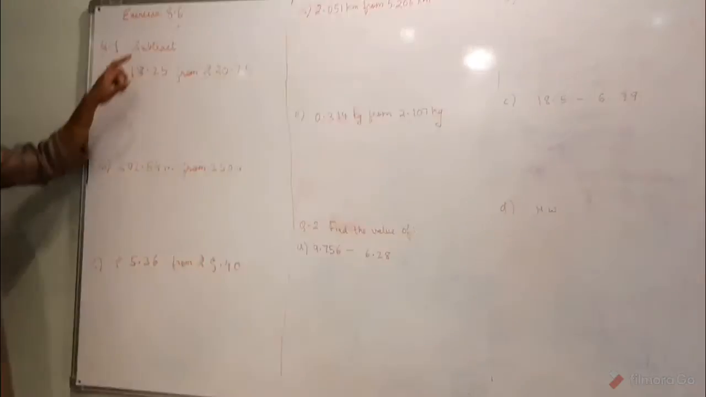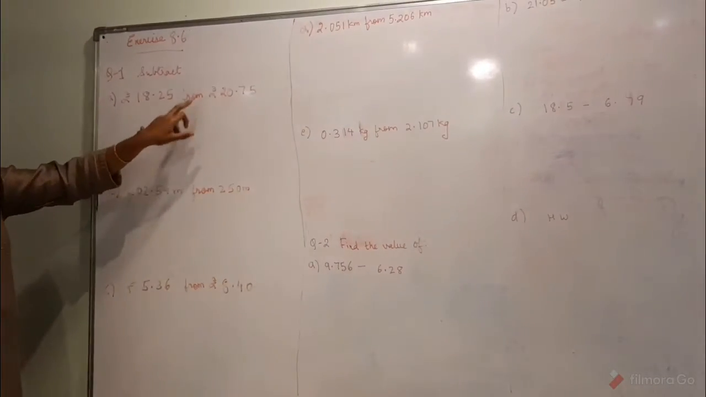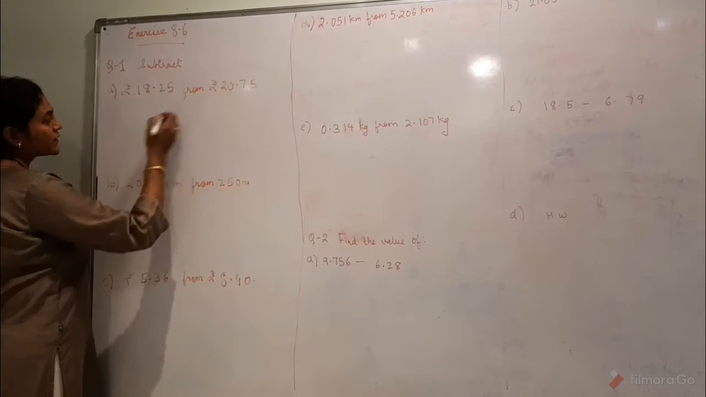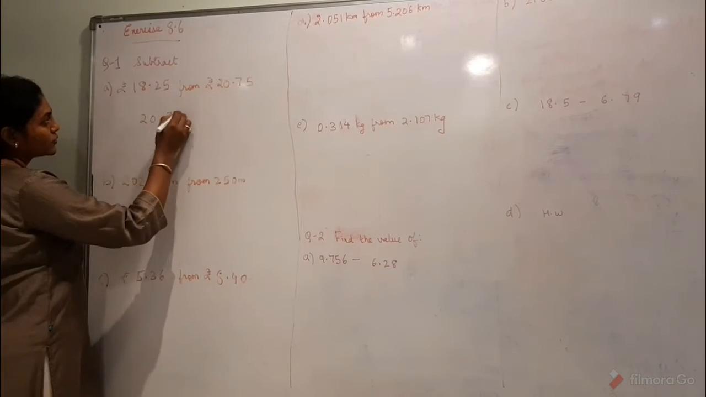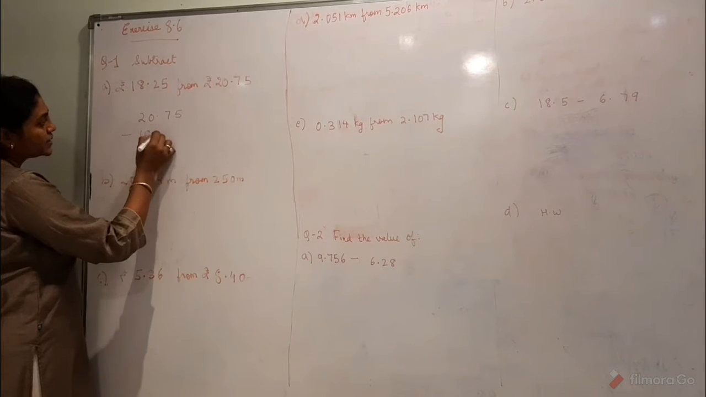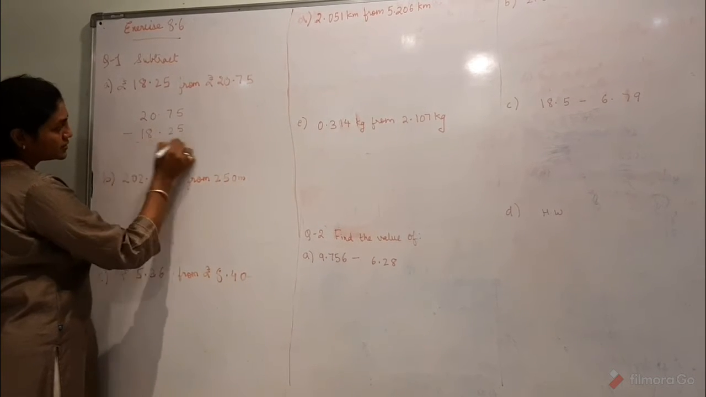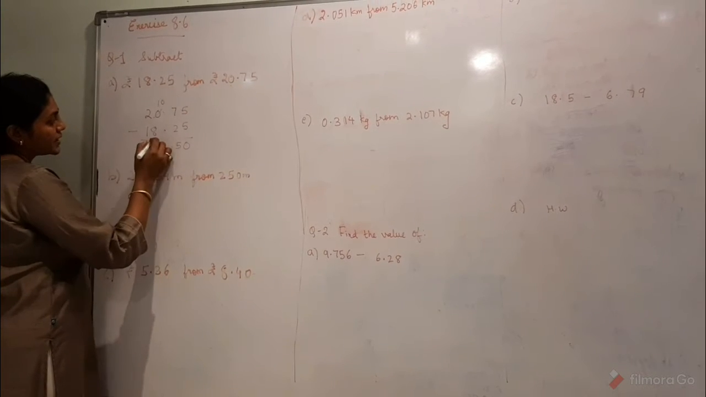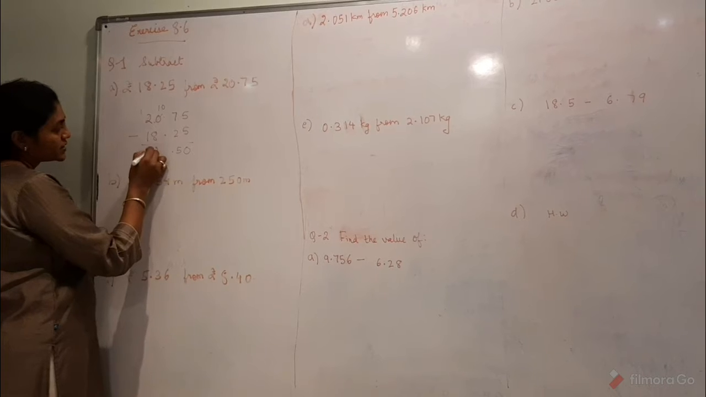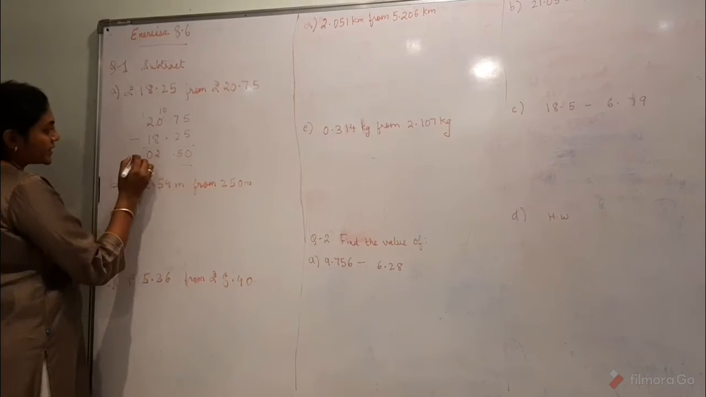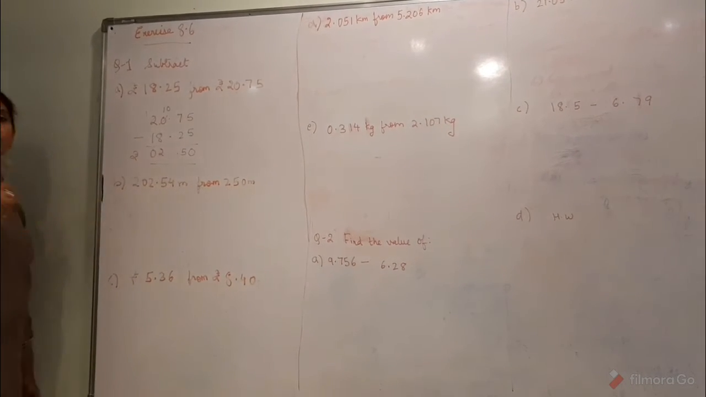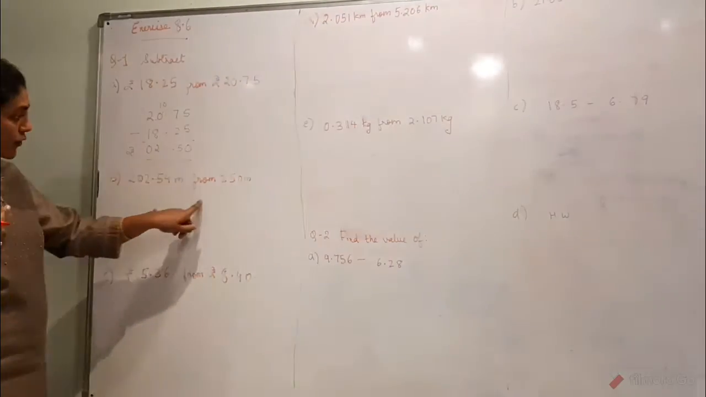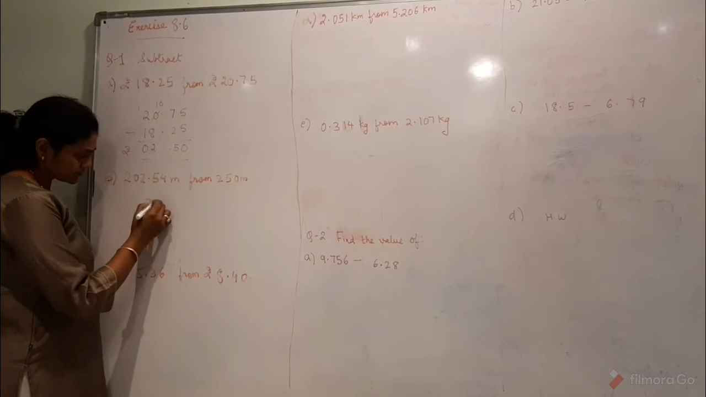8.6, subtract rupees 8.25 from 20.75. So whatever figure is after "from", that we have to write, minus 18.25. Yes, very simple. So this is 0, 5, 10, 8, 2, 1, 0. So you are getting rupees 2.50.